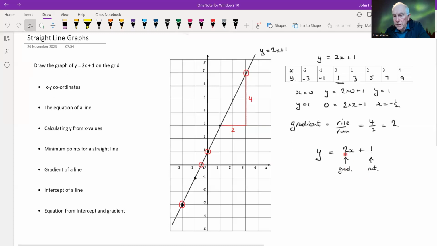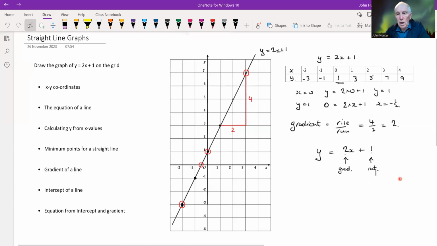And of course, this multiplier 2 is the kind of exchange rate, isn't it? So this is saying every time we increase x by 1, this whole thing on the right here increases by 2. So that's the gradient.